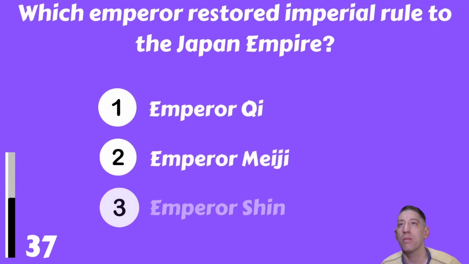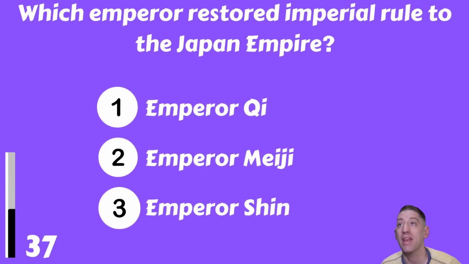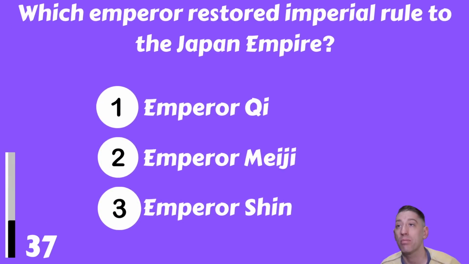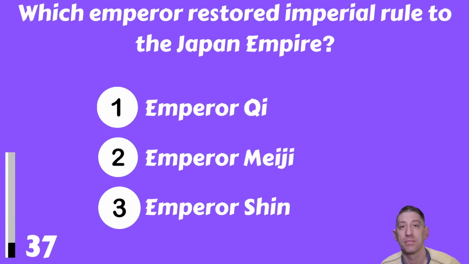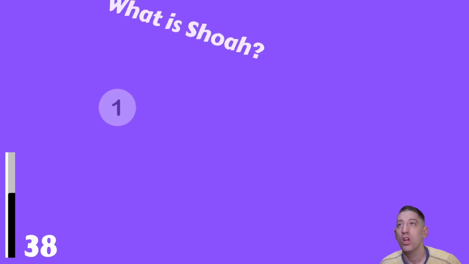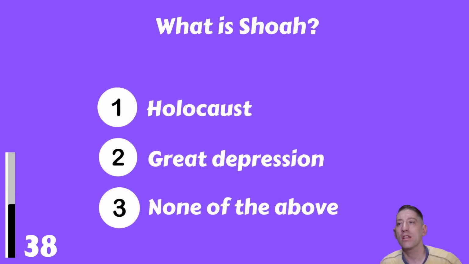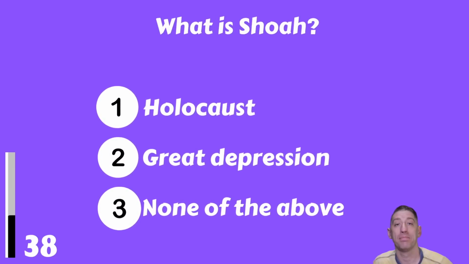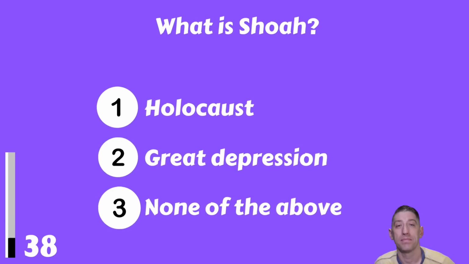Which emperor restored imperial rule to the Japan Empire? Emperor Qi, Emperor Meiji, or Emperor Shen? Emperor Meiji. What is Showa? Holocaust, Great Depression, or none of the above? Holocaust.